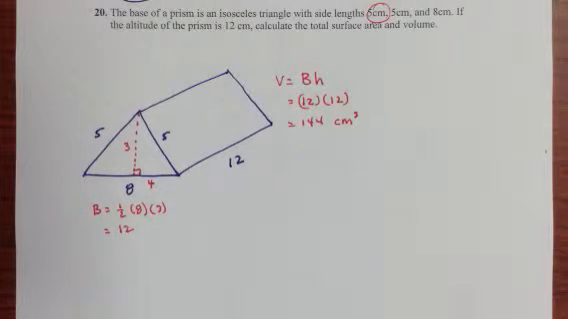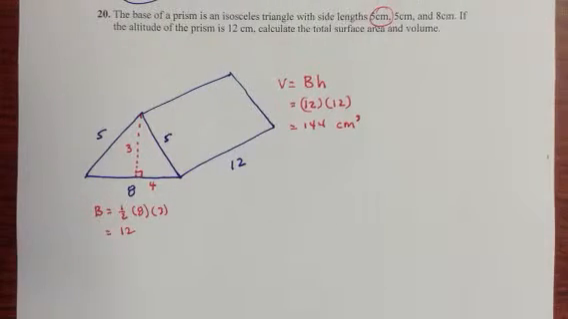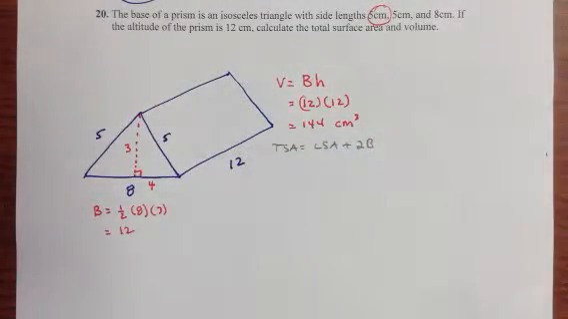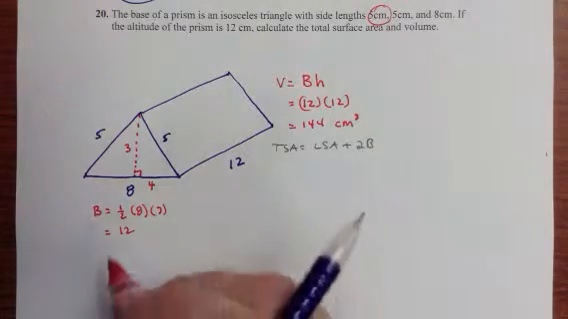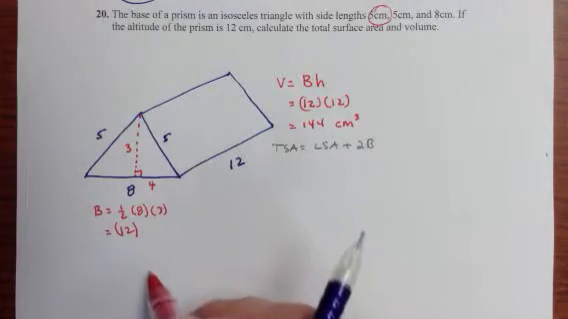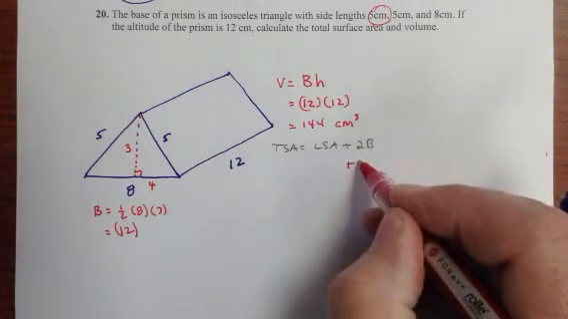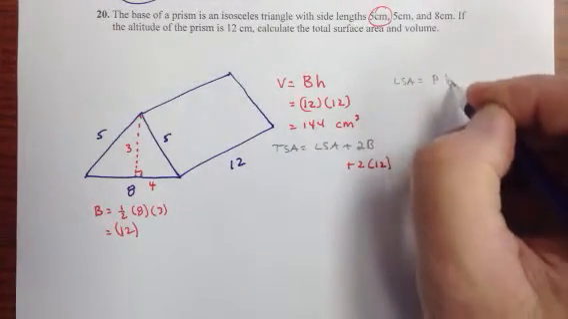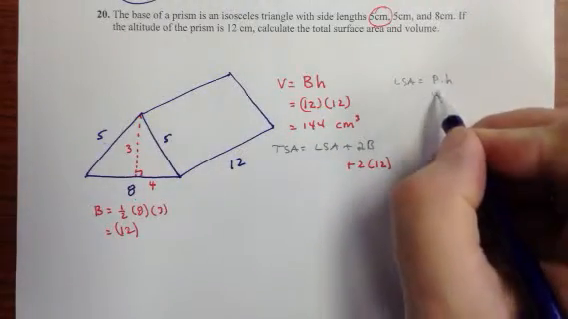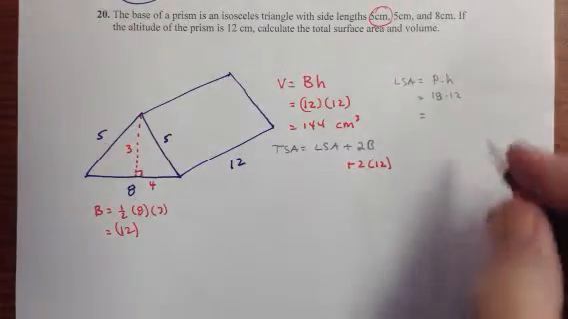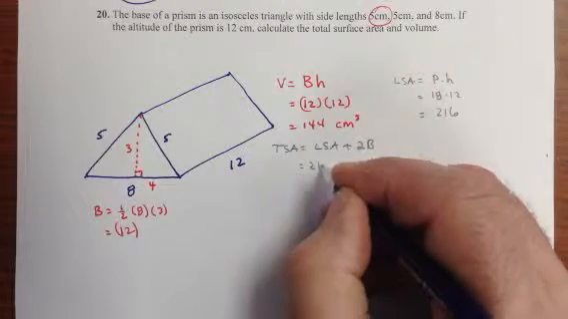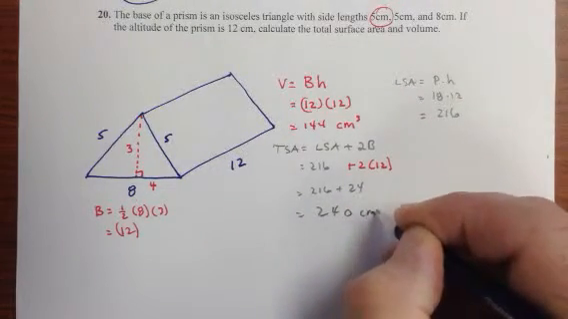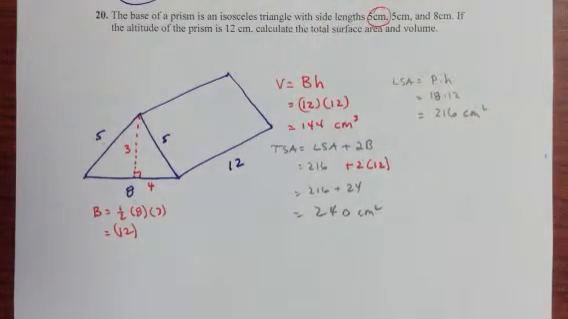Okay, in order to find total surface area, I really need also to find lateral surface area so that I can use the formula TSA equals LSA plus 2B. So if B is 12, LSA is perimeter times height. The perimeter is 5 plus 5 plus 8. So the LSA is 216. Plus 24, 240 square centimeters.